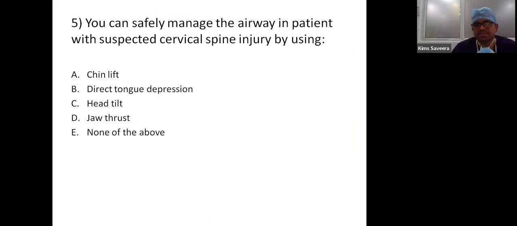You can safely manage the airway in a patient with suspected C-spine injury by using a chin lift, direct tongue depression with laryngoscope, or head tilt, jaw thrust, or none of the above. This is one of the important things in RTA cases when you suspect cervical spine injury.